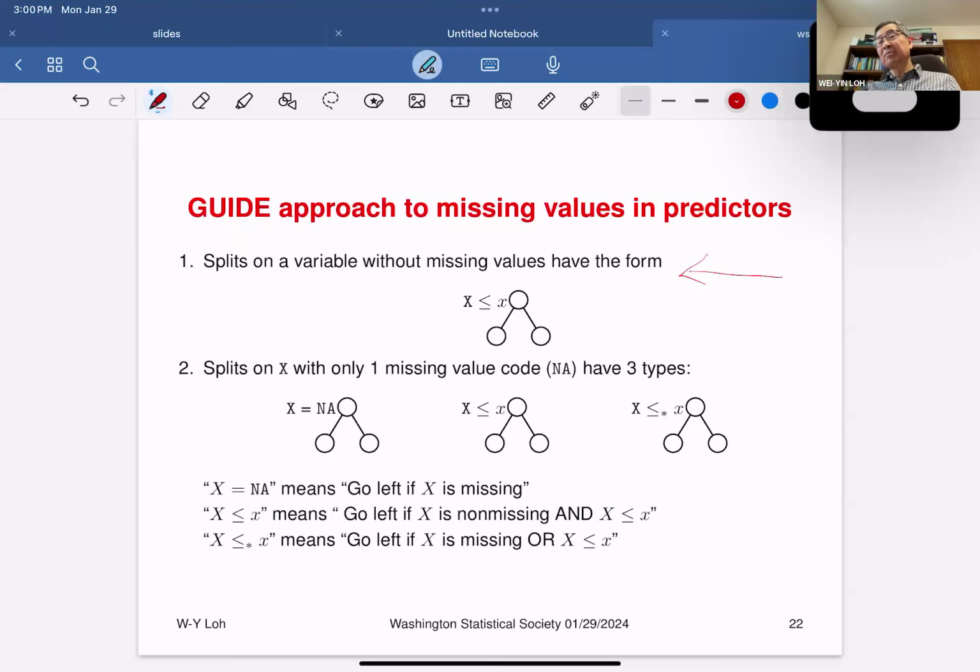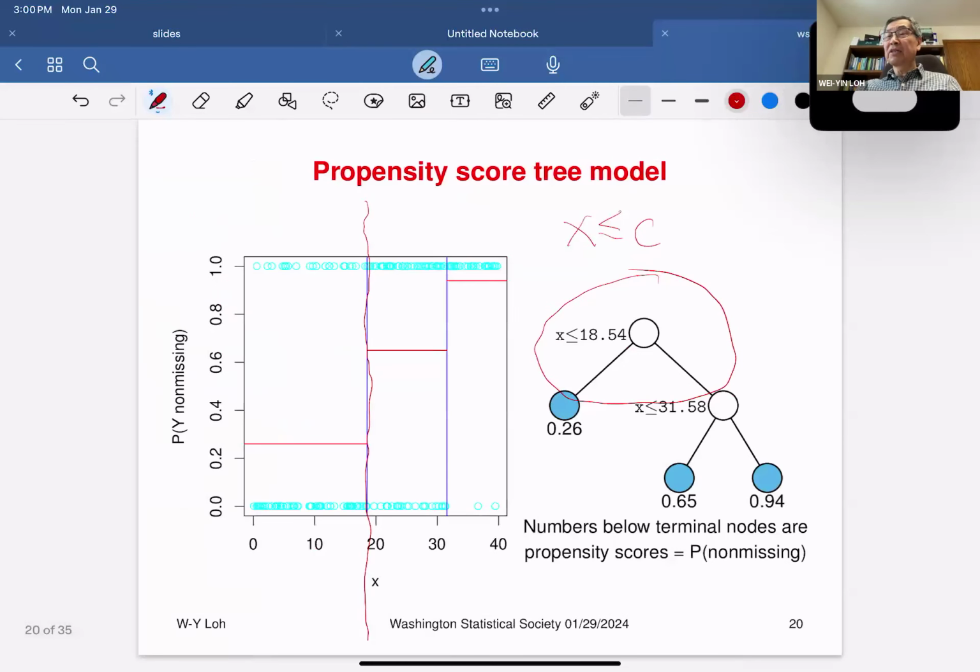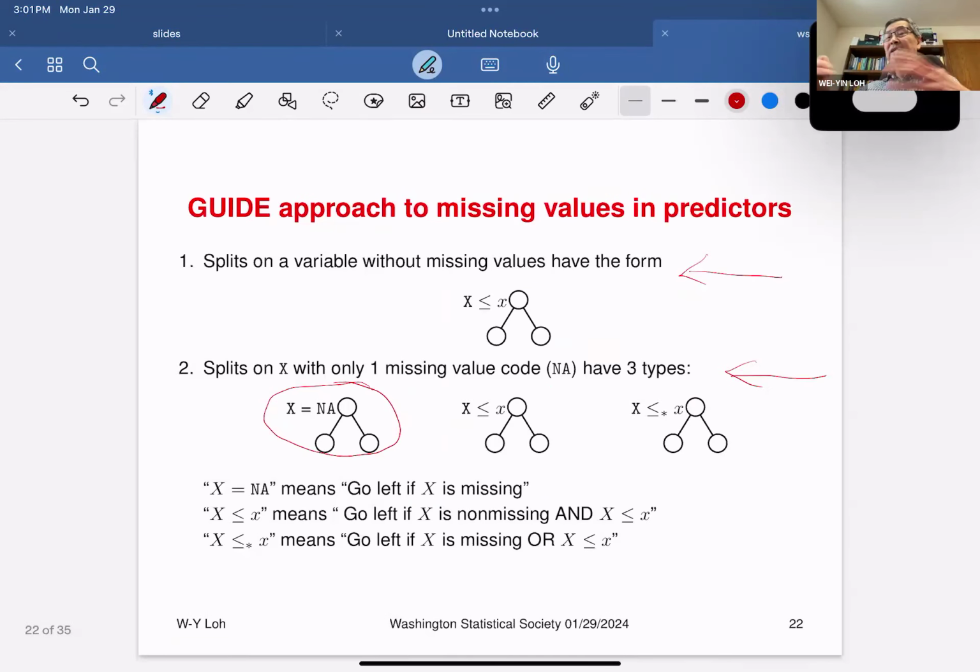Now, on the other hand, if X has a missing value, and suppose there's only one missing value code, okay? Later on, we'll talk about multiple missing value codes. If there's only one, then GUIDE will look for 3 types of splits and find the best of them. The first split is X equals NA, and NA here is just a convenient code for missing values, following R, right? Oh, I forgot to say, at every node here, there is a condition. If the condition is affirmative, if it's satisfied, then you go to the left. Otherwise, you go to the right. That's why I put the condition on the left, because if the condition is yes, you go to the left. Some other methods will post both sides, X bigger than X, but that makes the picture have too much stuff on it. So I only put the condition on the left.